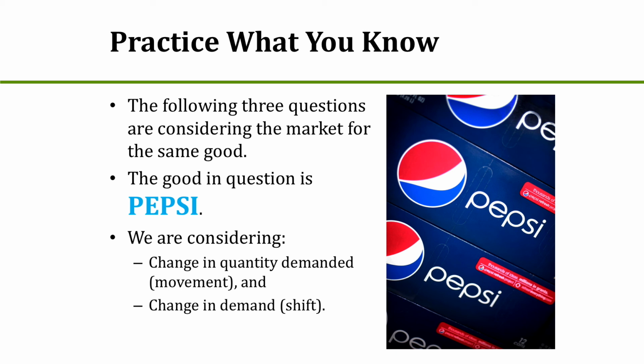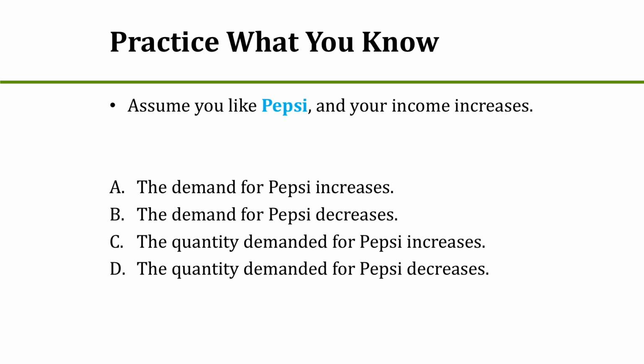I have a couple more practices to do. This one is about Pepsi. The good in question is always going to be Pepsi, and we are going to consider what happens when we have a change in quantity demanded and when we have a change in demand, basically the shift. I'm going to give you a couple of questions, and you need to understand in which question we have the change in quantity demanded and in which one we have the change in demand.